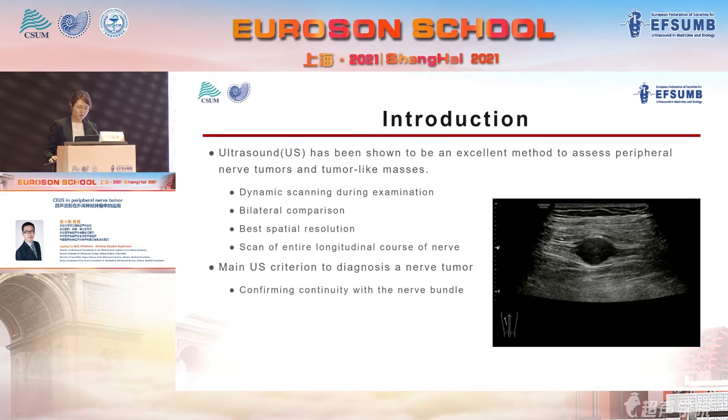Ultrasound has been shown to be an excellent method to assess peripheral nerve tumors and tumor-like masses. First of all, we can have dynamic scanning during the examination, and we can use bilateral comparison. And ultrasound has the best spatial resolution, and we can scan the entire longitudinal course of the nerve. So, the main ultrasound criterion to diagnose a nerve tumor is confirming continuity with the nerve bundle.